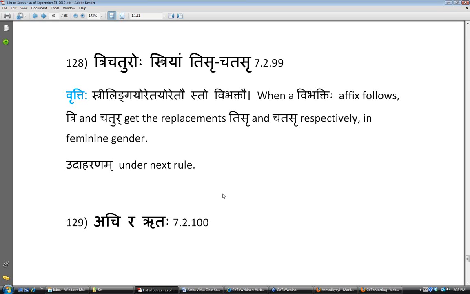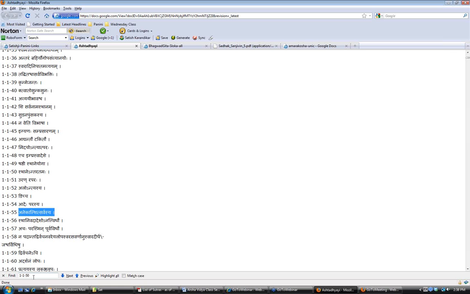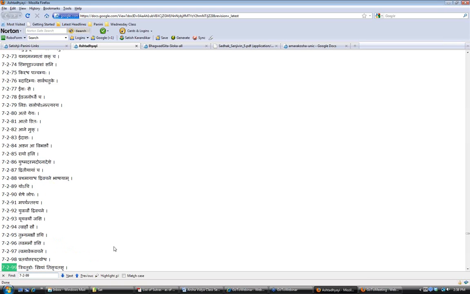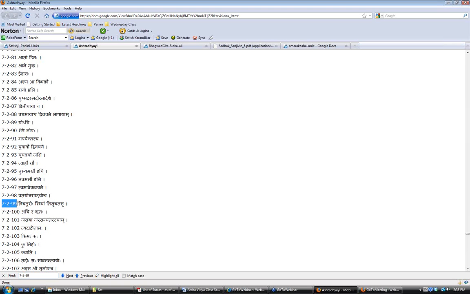Anyway, these two sutras are coming back to back, the 7 to 99, 7 to 100. As you can see in the Ashtadhyayi, if you go to that 7 to 99, 100, you will of course see them back to back. So it is Trichaturoho, Striyam, Tisrichatusru, and Achira Ritaha. Of course, the question was, I think, already posed by Ravi in your email daily examples, is why do we need this sutram Achira Ritaha? Because of the fact that we can use Iko and Achi.